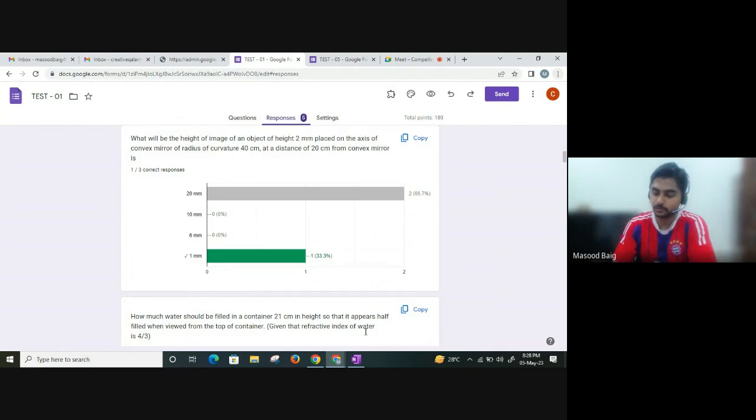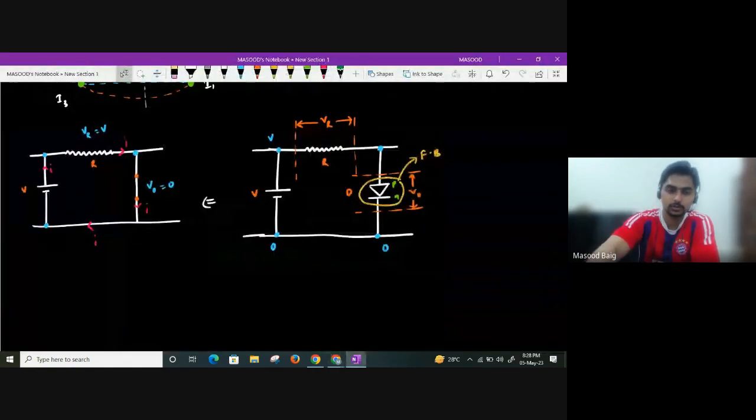What will be the height of the image of an object of height 2 mm placed on the axis of a convex mirror of radius of curvature 40 centimeters at a distance of 20 centimeters from the convex mirror? So we'll just do this question again.